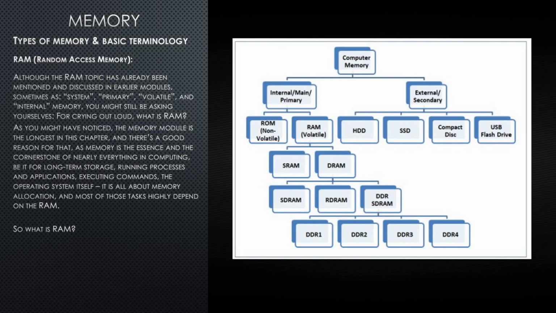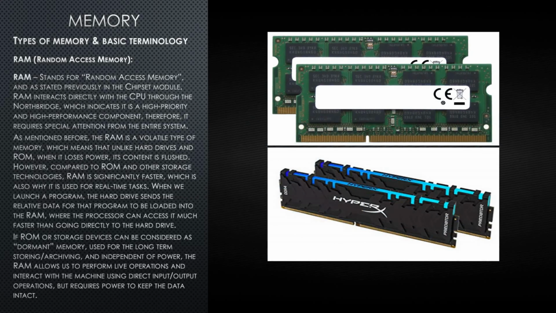So what is RAM? RAM stands for Random Access Memory, and as stated previously in the chipset module, RAM interacts directly with the CPU through the North Bridge, which indicates it is a high priority and high performance component. Therefore, it requires special attention from the entire system. As mentioned before, the RAM is a volatile type of memory, which means that unlike hard drives and ROM, when it loses power, its content is completely flushed.